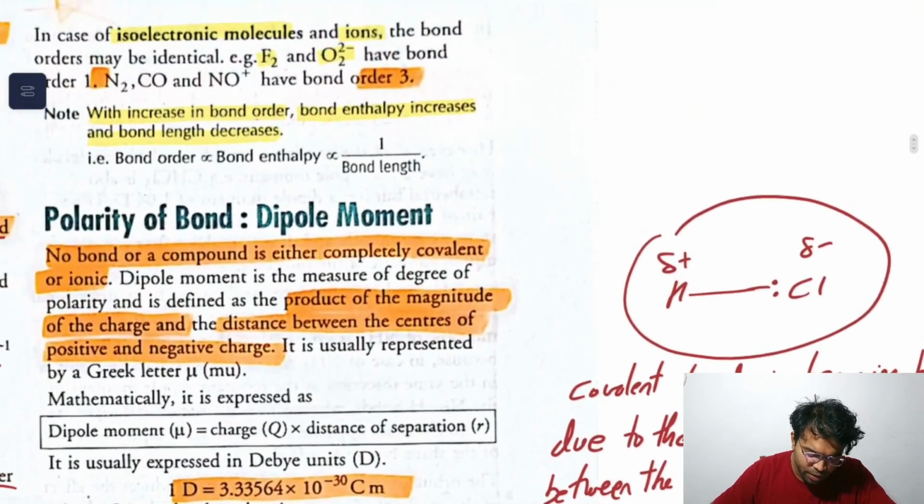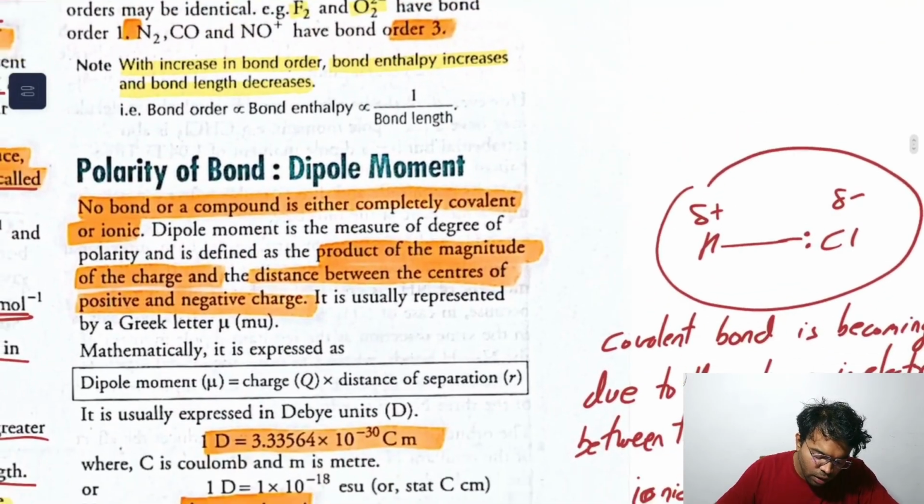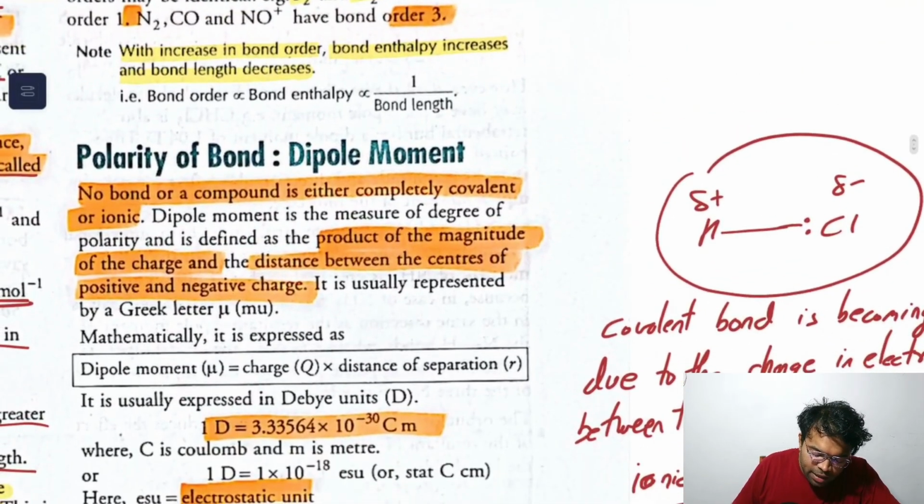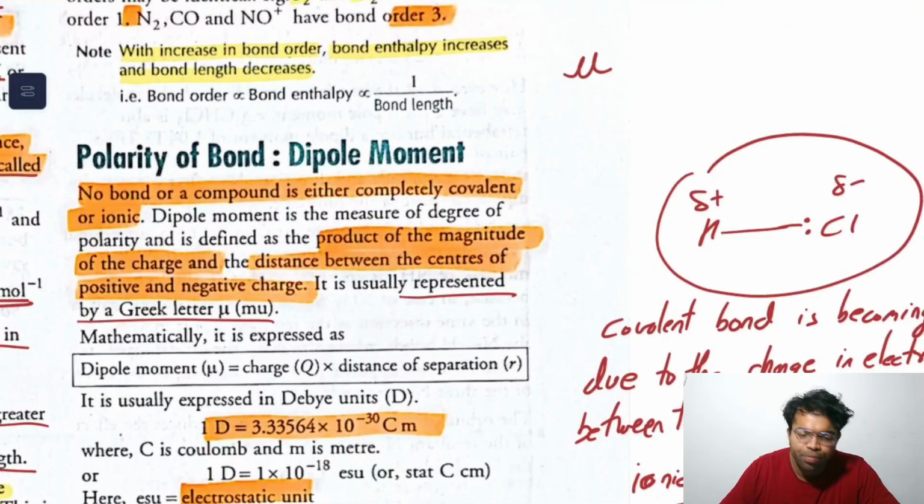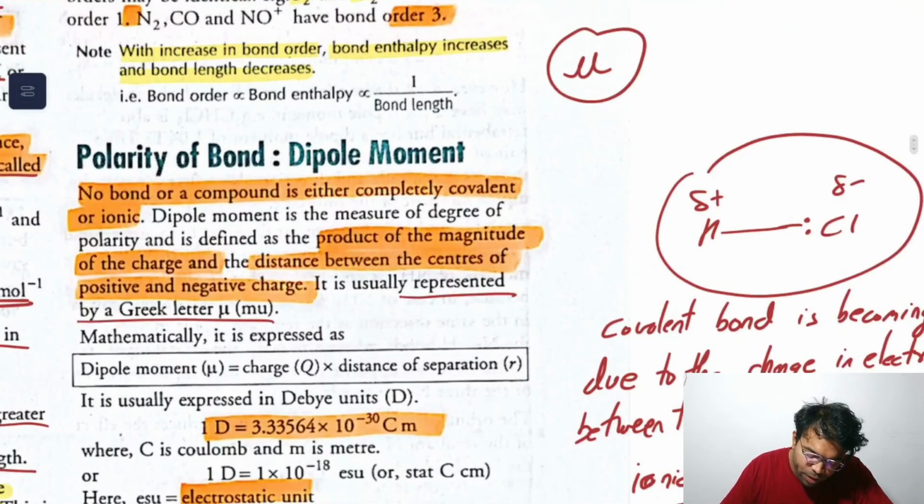Okay, let's go. Now, the dipole moment is defined as the product of the magnitude of charge and the distance between the charges. Okay, the distance between the centers of positive and negative charge. It is usually represented by the Greek letter mu. This is what we have, the dipole moment.